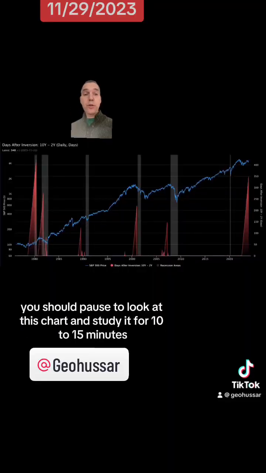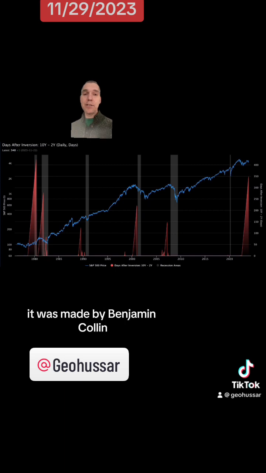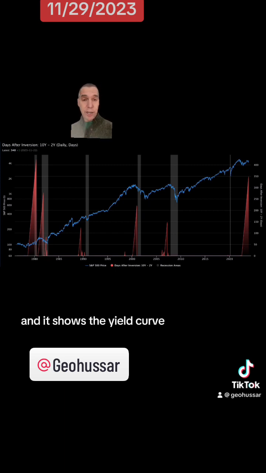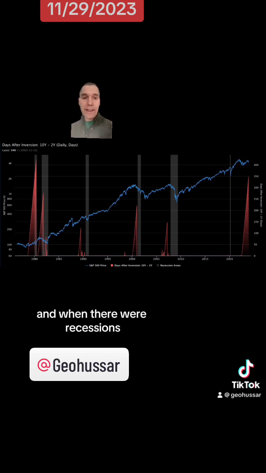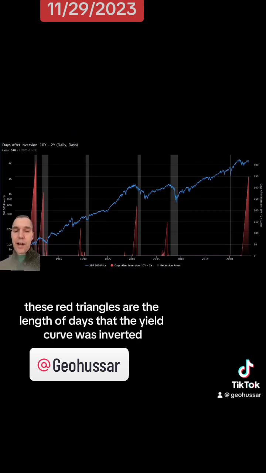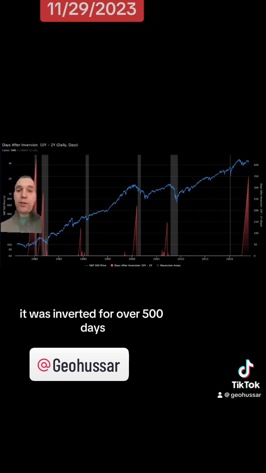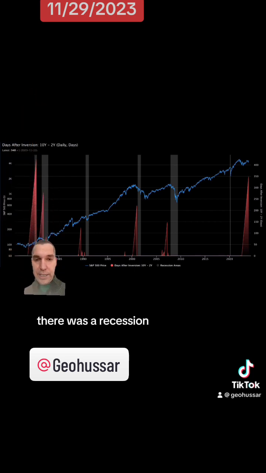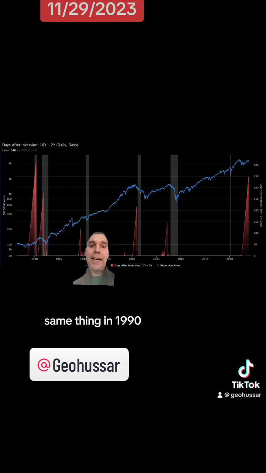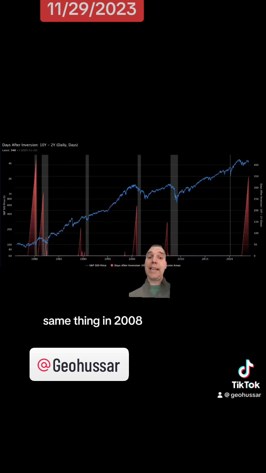You should pause to look at this chart and study it for 10 to 15 minutes. It was made by Benjamin Cowen, and it shows the yield curve and when there were recessions. These red triangles are the length of days that the yield curve was inverted. So in the early 1980s, it was inverted for over 500 days. Shortly after and during, there was a recession. Same thing in 1990, same thing in 2000, same thing in 2008.